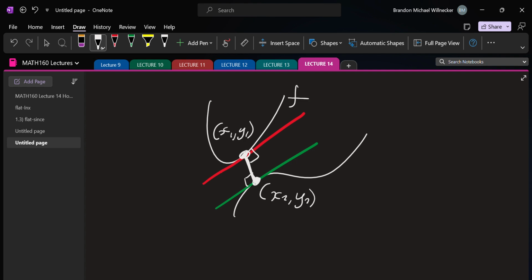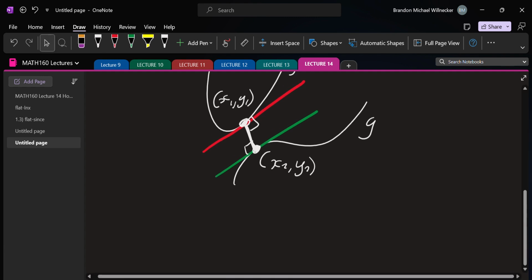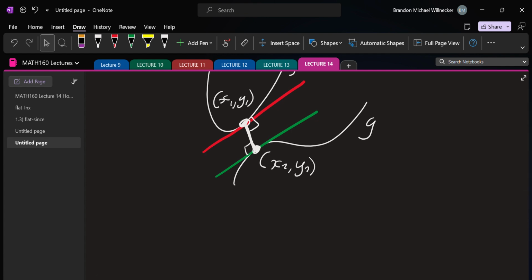This point on the second function, let's call it x2, y2. So let's say that's for f and that's for g. Okay, so we've got these two functions f and g. We claim that this point x1, y1 on f and x2, y2 on g gives the shortest distance. So let's find the distance and see what happens when it's the shortest.